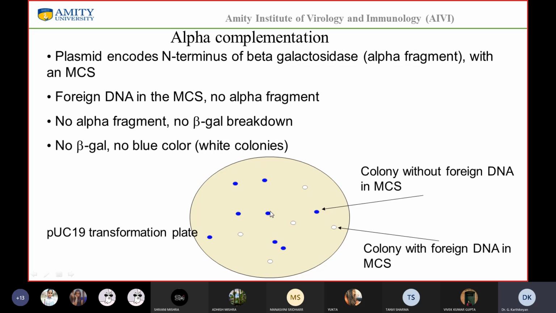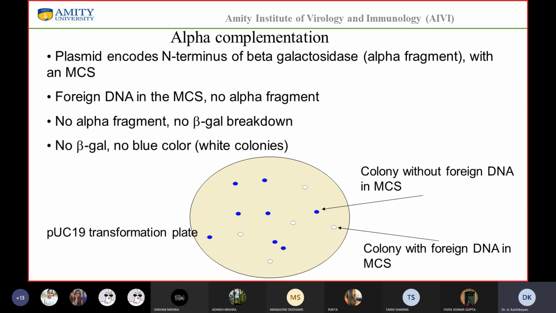Okay, the more the number of white colonies, it essentially means that your ligation has been successful, right? And you have actually favored the reaction moving forward. Okay, you have favored the reaction. There are a few ways by which you can favor the reaction. One we saw was by dephosphorylating the vector so that the vector cannot ligate back on itself. The other thing is to have excess of your genomic DNA.